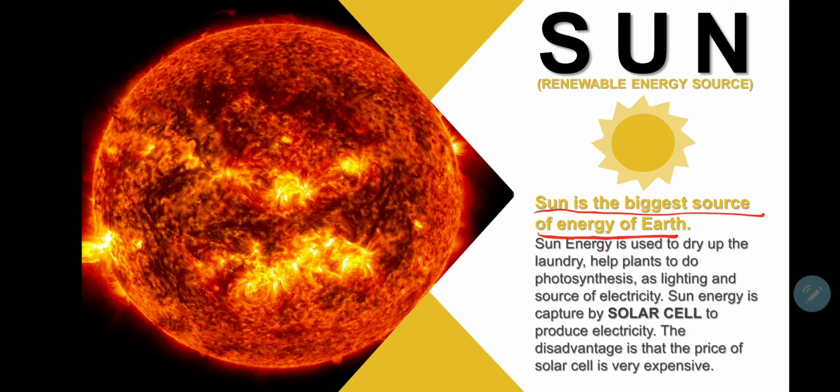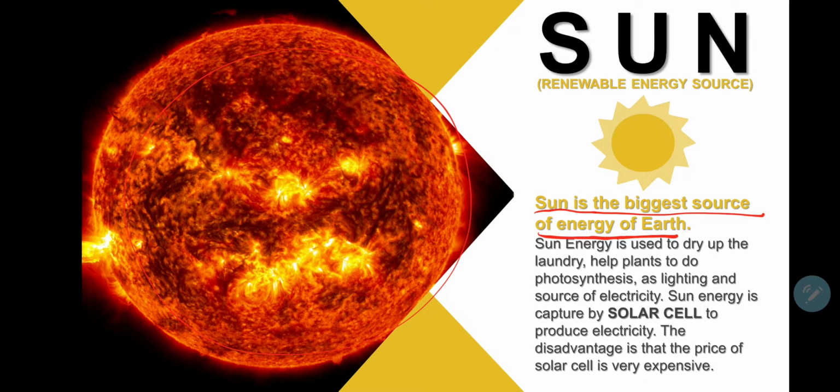Okay, what are we using the sun for? The sun energy is used to dry up the laundry, help plants to do photosynthesis, as lighting, and as a source of electricity. But it's hard to get the energy from the sun.